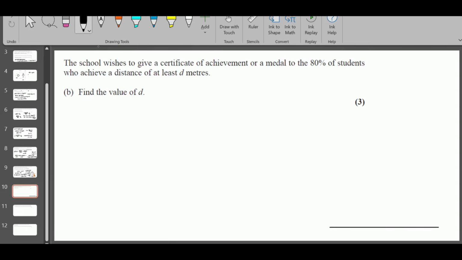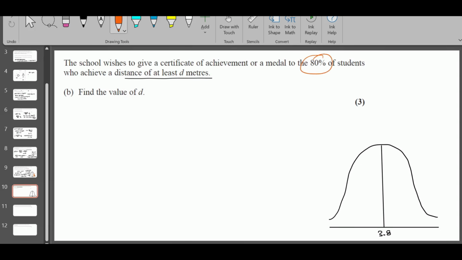So I'm going to draw a bell curve where the mean is 3.8. If anyone achieves a distance of at least D meters or more than D meters, 80% of them. So we are going to take 80% of the students. So let's say D is here. How do I know D is here? Because they say 80% of the students jump more than D.